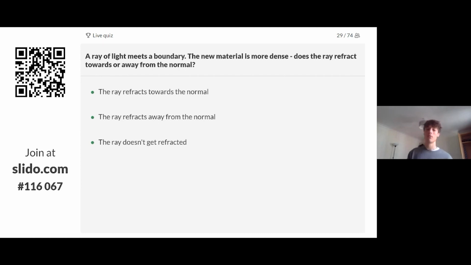So what do I mean by refracts towards the normal or refracts away from the normal? If a ray refracts towards the normal, that means that the refracted ray gets closer to the normal. If it gets closer to the normal, that means that the refracted angle is smaller than the angle of incidence. If it gets refracted away from the normal, that means that the refracted angle is bigger than the angle of incidence. It gets away from this perpendicular line.